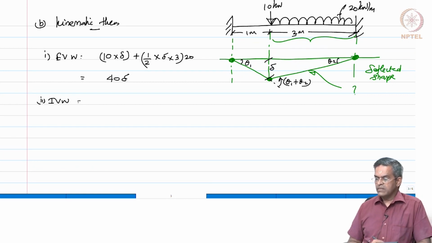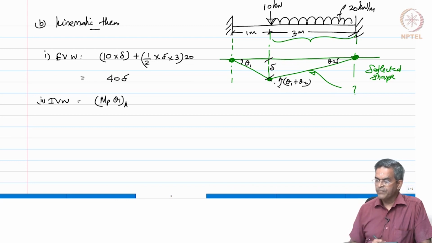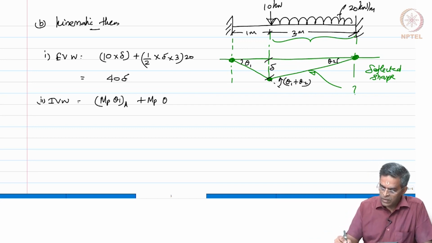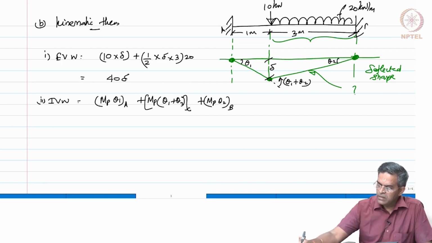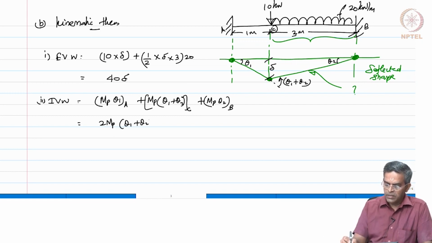We have assumed plastic hinges at 3 locations as marked in green color. So, this is going to be MP of theta 1, which is at A, plus MP of theta 1 plus theta 2 at C, plus MP of theta 2 at B, because this is A, this is B, this point is C. So, which gives me 2 MP theta 1 plus theta 2.